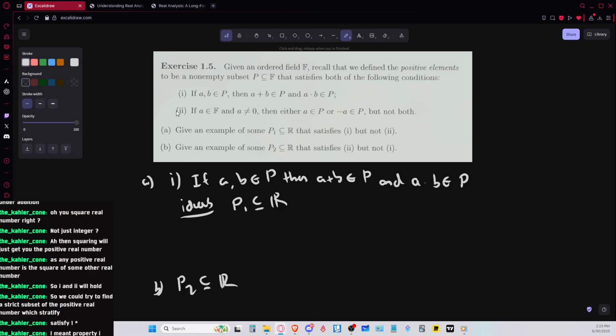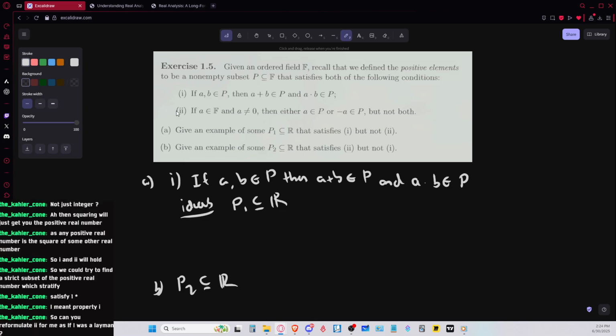So can you reformulate double I for me, as if I was a layman? So according to the way it says, if A is an element of the field that we're working with, or the ordered field, and A is not equal to 0, then either A is in P or negative A is in P, but not both.